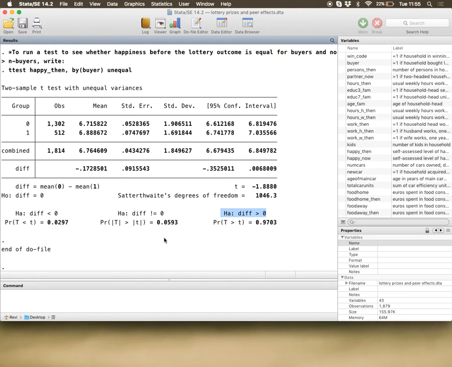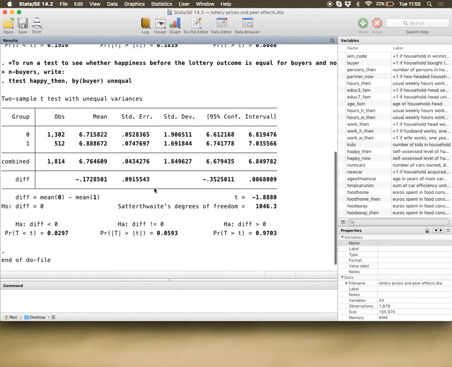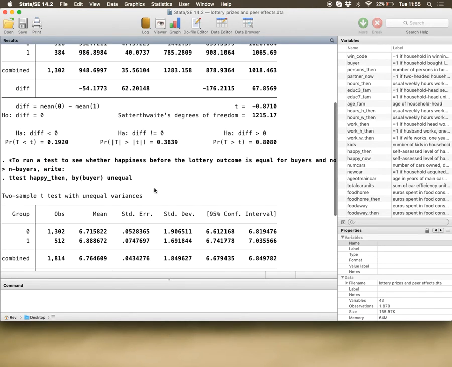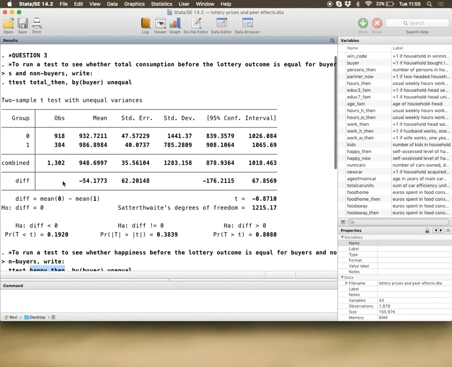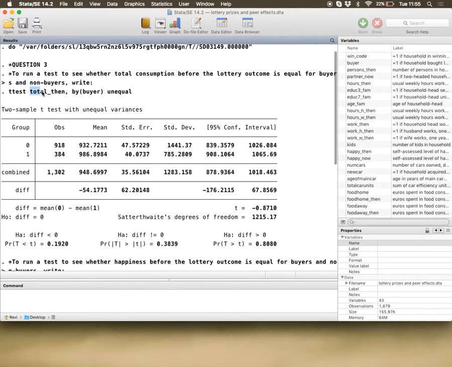Yeah, Daniela. What were the differences in the commands between the two tables? The only thing I'm changing is the variable that I want to test on. Here I'm testing the differences in the happiness level, and here I'm testing the differences in the consumption level. So I'm looking at different variables. This was consumption, that was happiness.